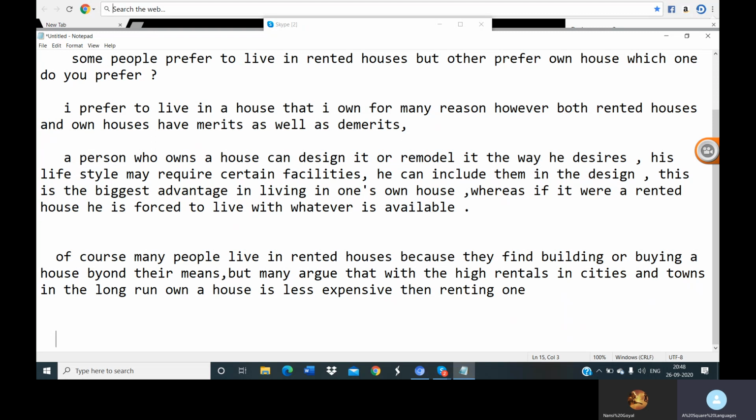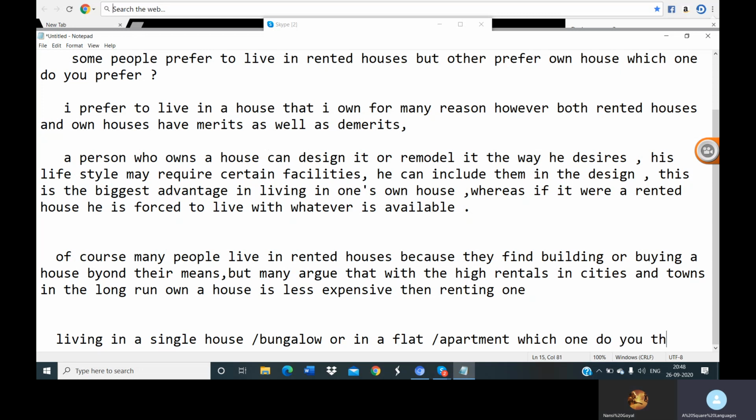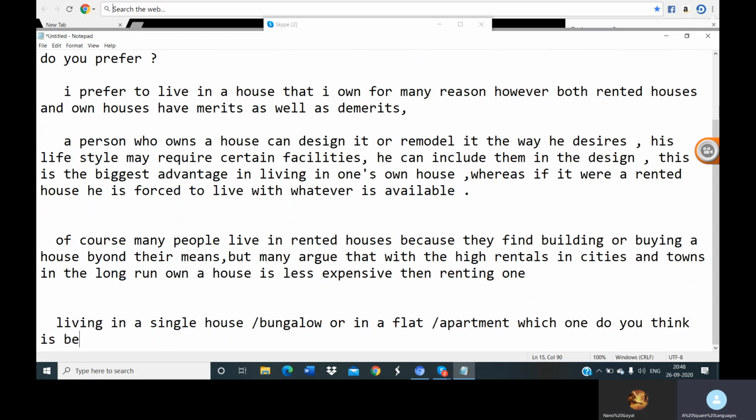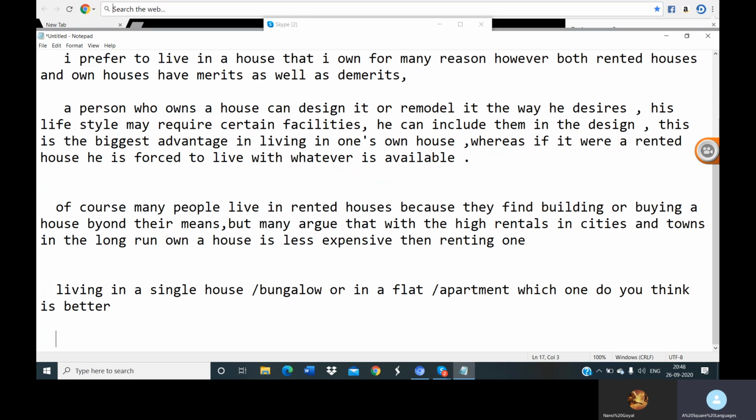Okay. So if I asked you the next question: living in a single house or bungalow, or in a flat or apartment, which one do you think is better? I'm asking, like, living in a single house or a bungalow.